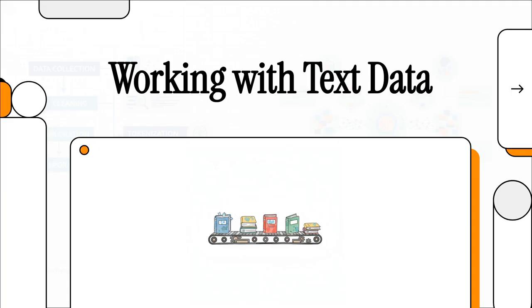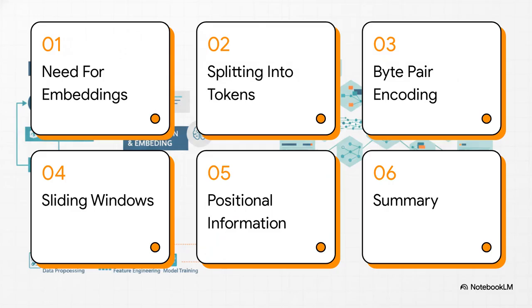Let's dive in. For this explainer, here is our agenda. First, the need for embeddings. Second, splitting text into tokens. Third, byte pair encoding explained. Fourth, sampling with sliding windows. Fifth, adding positional information. And finally, a summary with our key takeaways.